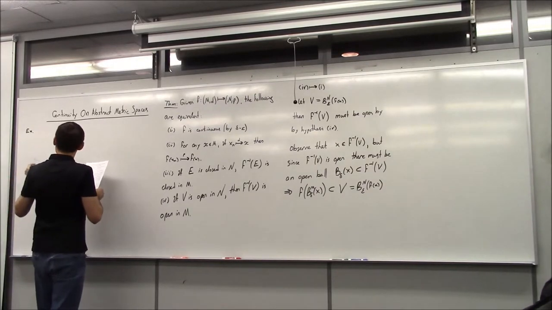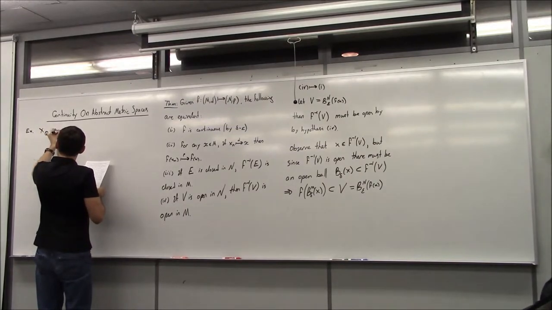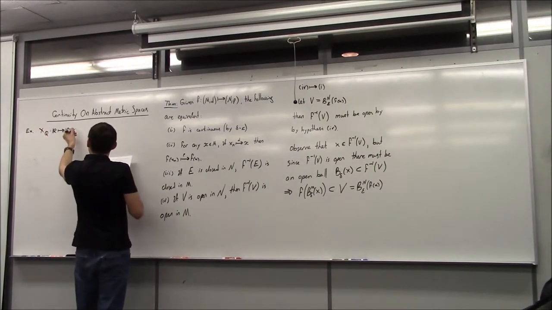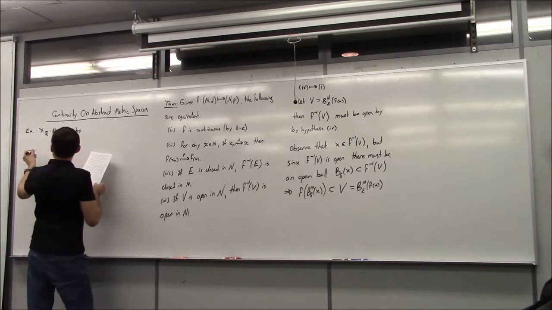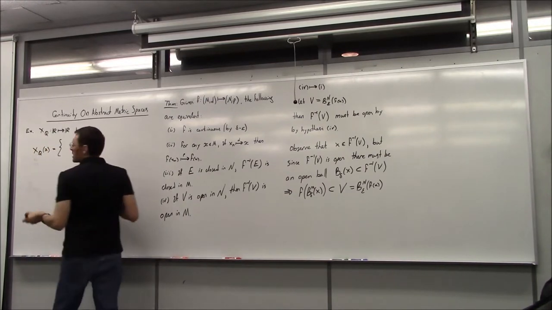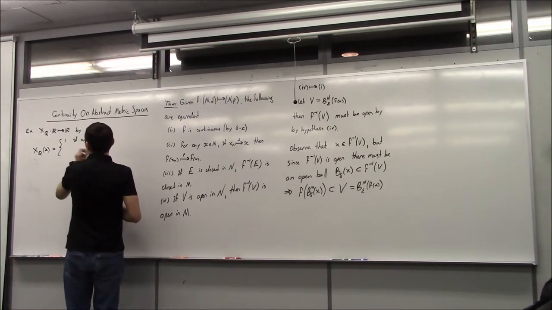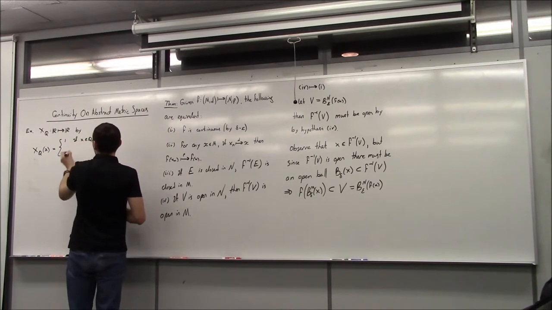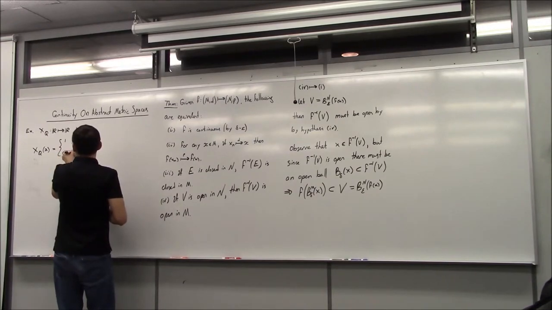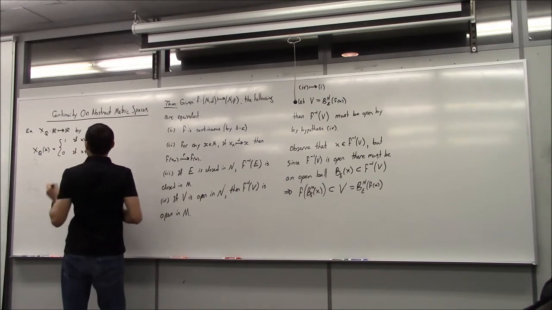So, an example: we have the characteristic function of Q, defined from R to R. If I pick any x in R, I just pay attention to whether it's rational or not. It's equal to 1 if x is a rational number, and it's equal to 0 if x is not a rational number. Okay?